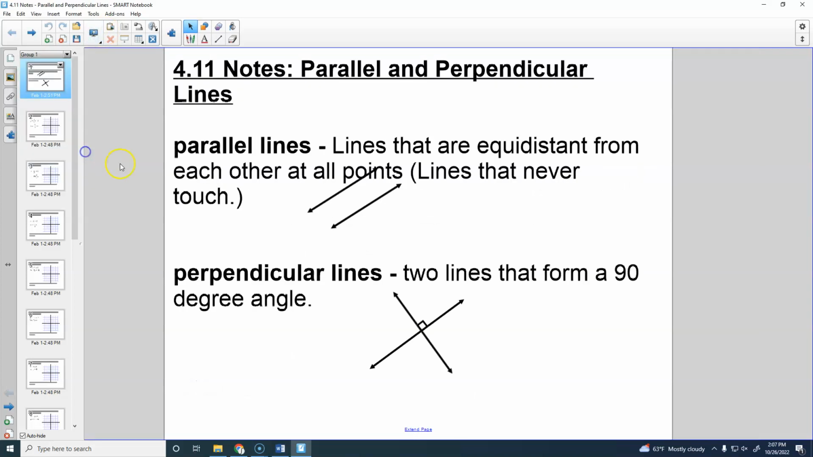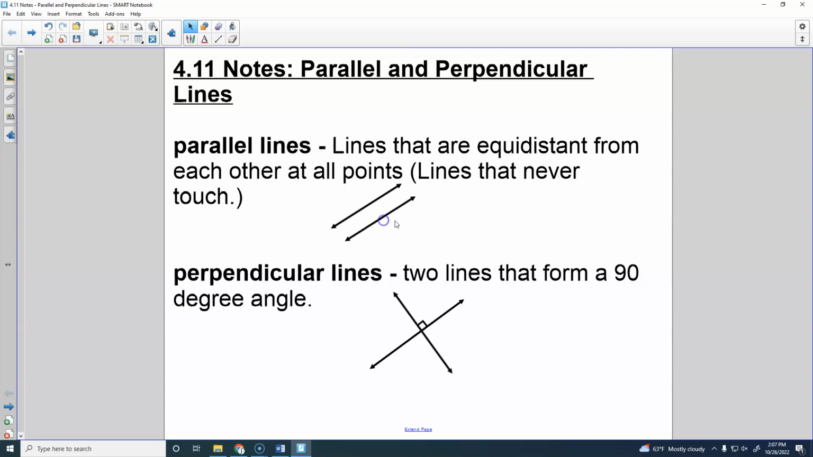Right, so parallel and perpendicular lines should not be a new concept for you, but I think they probably will be a new concept as far as looking at equations. So parallel lines you should have heard of before. They are lines that are equidistant from each other at all points. What's equidistant mean? Equal distances, right? So equal distances apart at all points. These lines are never going to touch.